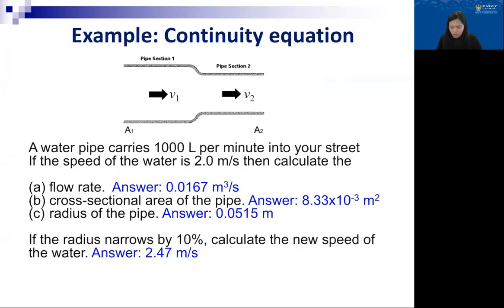Okay, so here, for example, we have a water pipe and it carries 1,000 liters of water per minute into your street. If the speed of water is 2 meters per second, then we want to calculate these things: the flow rate, cross-sectional area of the pipe, and the radius of the pipe. And then at one point, the pipe narrows by 10%. The radius of the pipe narrows by 10%, and we want to calculate the new speed of water.